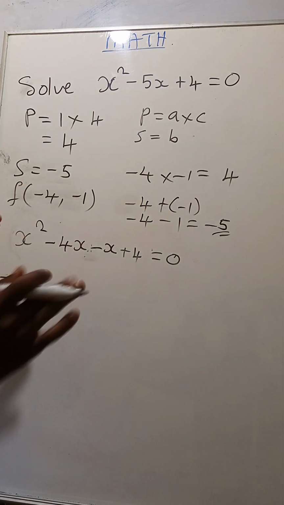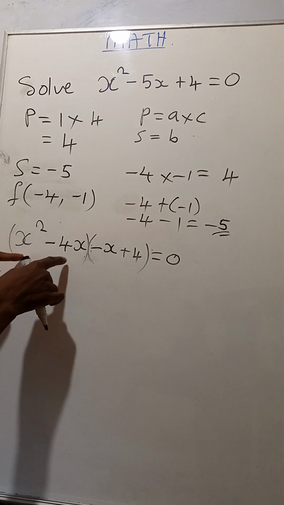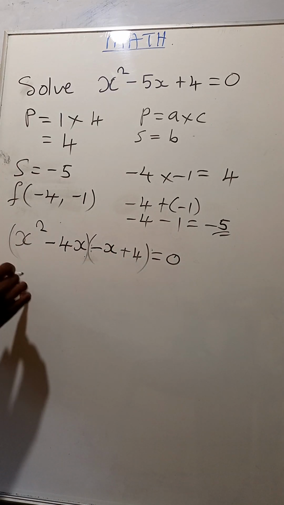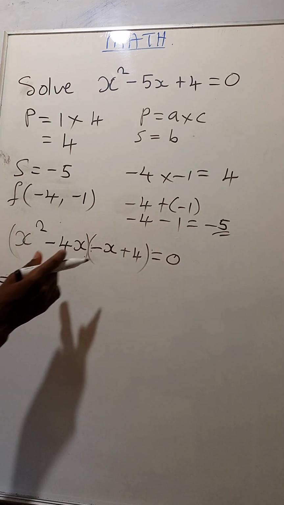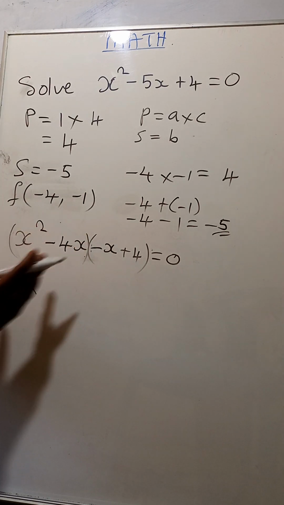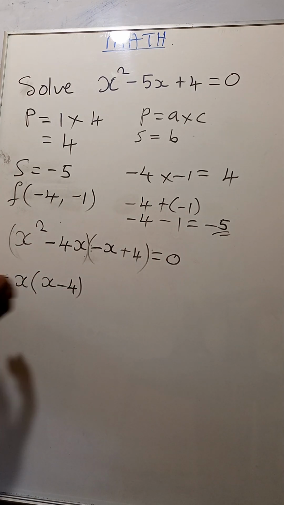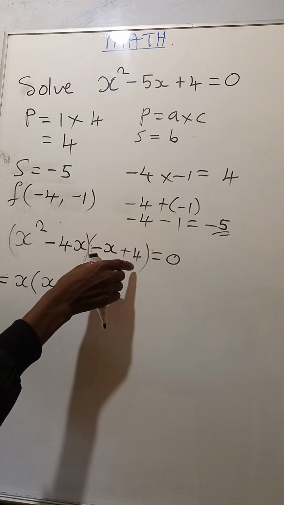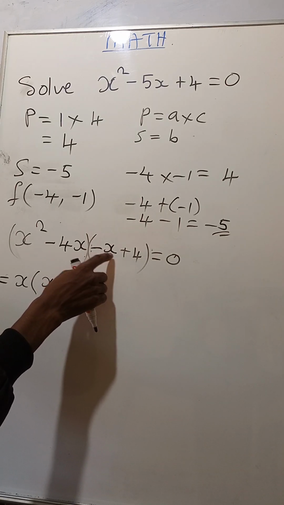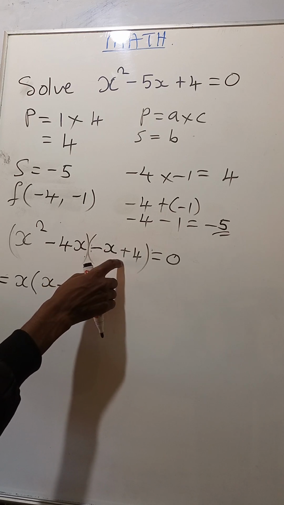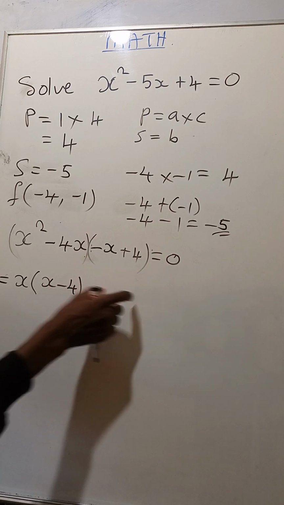So we can now just factorize. What is common here? I can see that I've got x. So if I take out x, I'll remain with x minus 4. Here, what remains within the brackets has to be the same, it has to be common.